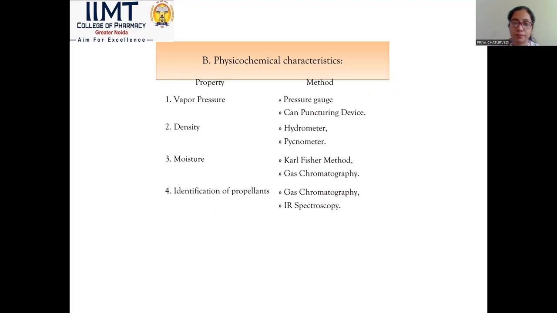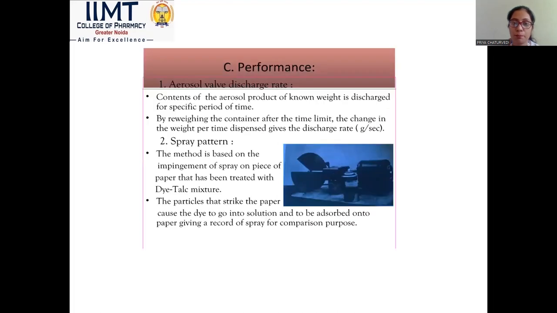Physicochemical characteristics. For vapor pressure, a pressure gauge is used. For density, a hydrometer or pycnometer is used. For moisture, the Karl Fischer method or gas chromatography is used. For identification of propellants, gas chromatography or IR spectroscopy is used. Performance test: aerosol valve discharge rate. The content of the aerosol product of known weight is discharged for a specific period of time. By reweighing the container after the time limit, the change in weight per time dispensed gives the discharge rate.